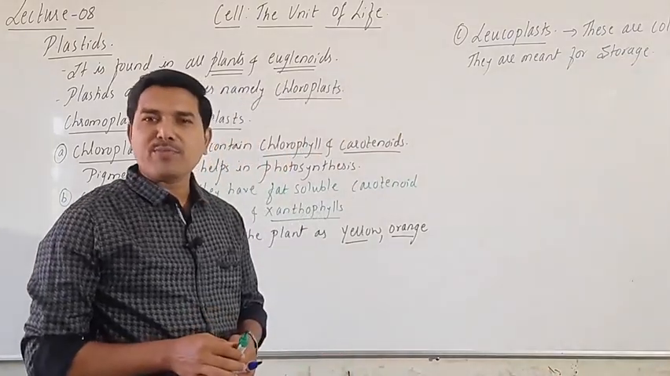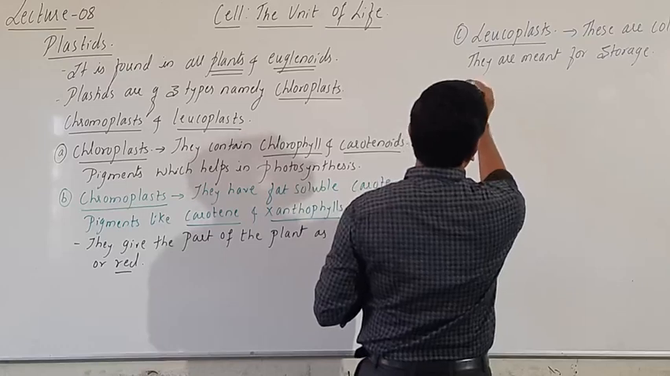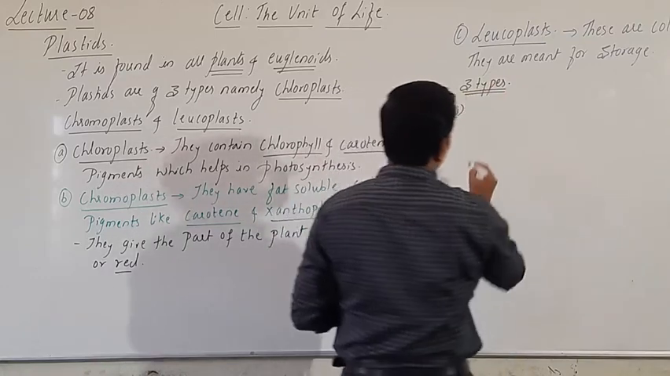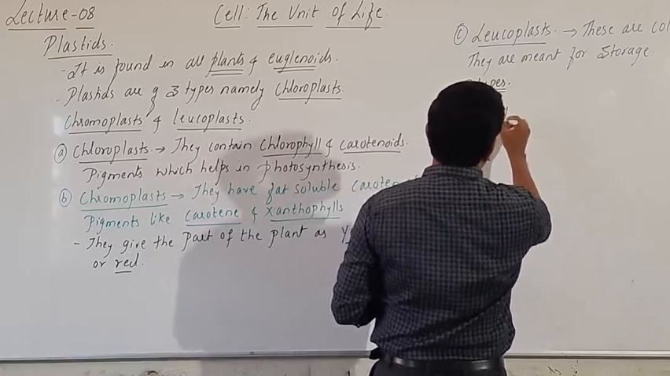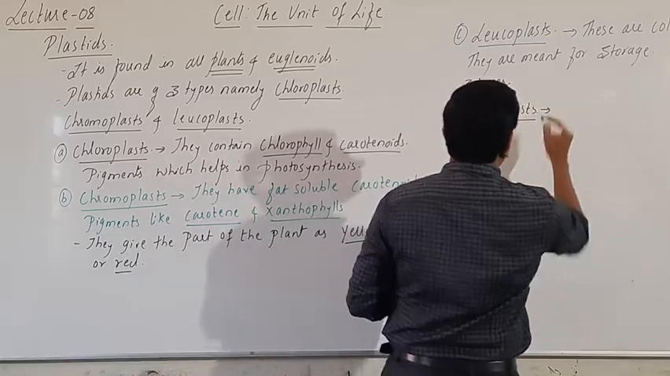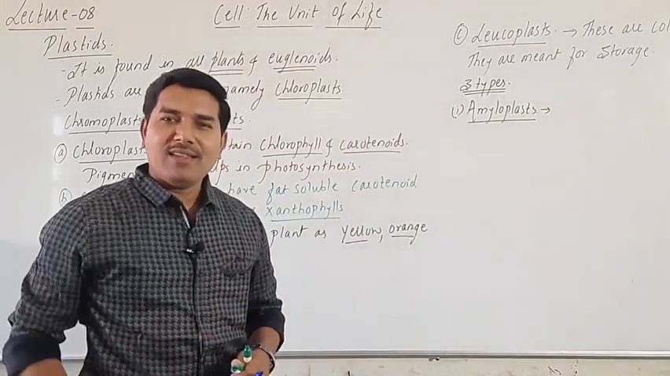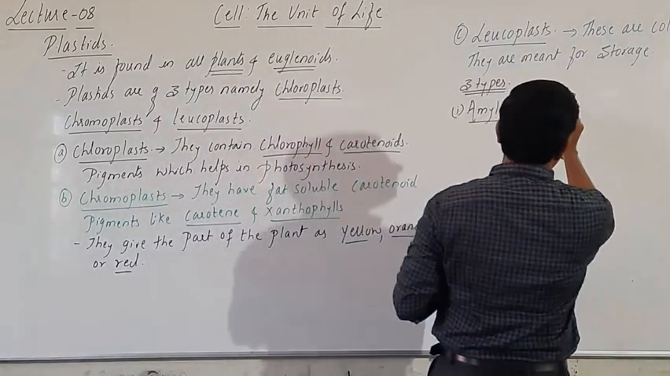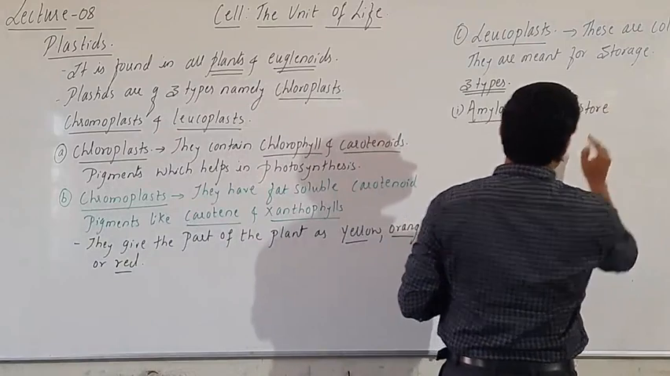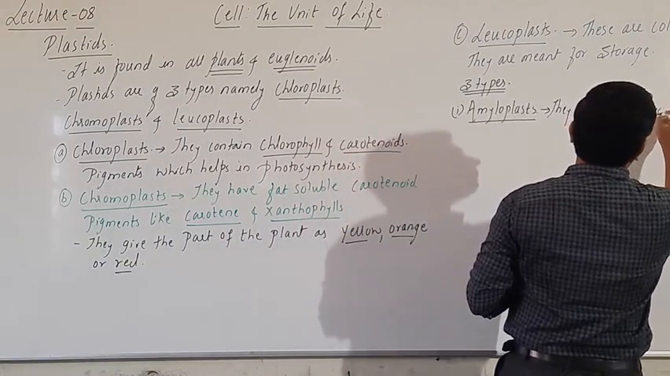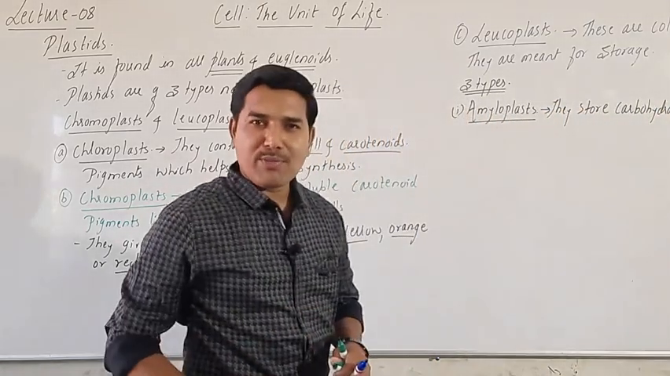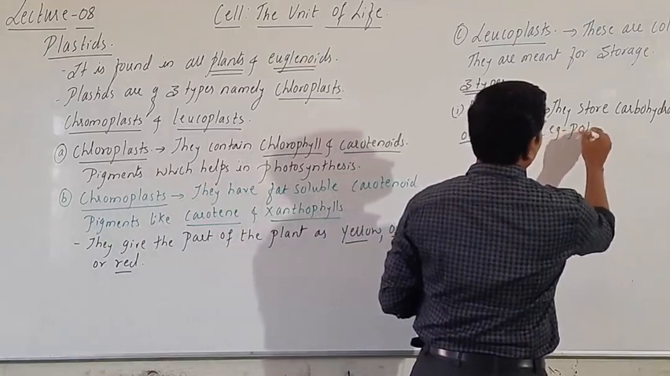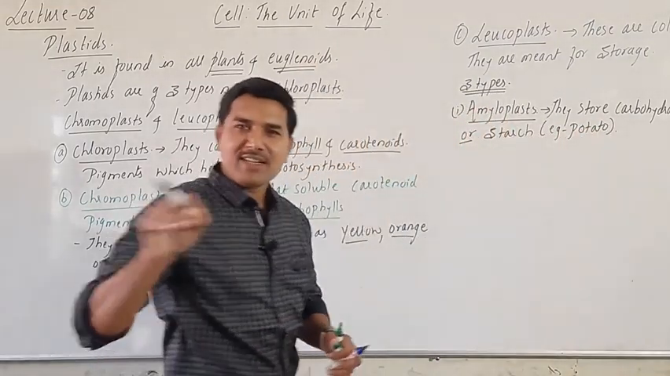Now, based on this storage process, there are three types of leukoplast. Out of these, the first one is amyloplast, second one is aleuroplast, third one is elaioplast. What do you mean by amyloplast? Amyloplasts store carbohydrates or starch, like in the case of potato. Potato has starch. That starch is nothing but a carbohydrate.